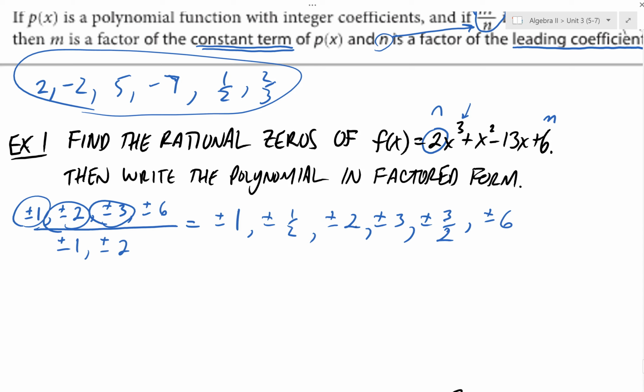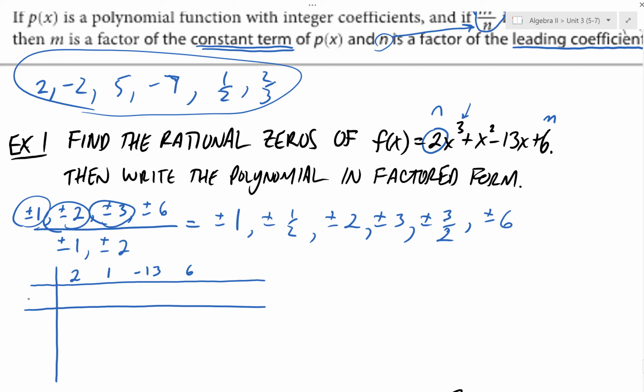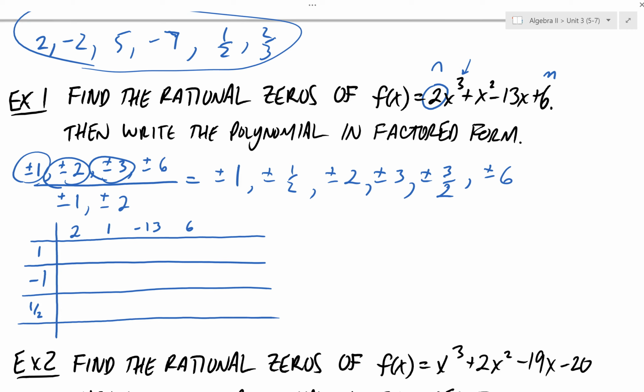Okay? And so let's just start with our first one. We're going to use synthetic division to test these. We're going to abbreviate the process for synthetic division; we're not going to write the whole table out. We're just going to write at the top 2, 1, negative 13, 6, and then we're going to test. Let's start with positive 1 and negative 1 and positive 1/2, and we'll keep going until we find at least one of the zeros. Okay?